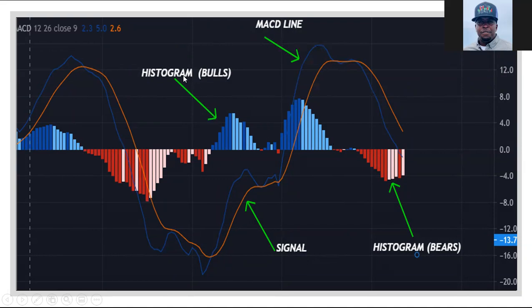All right, now we have the histogram, which is going to be bulls. Blue for bulls, red for bears. Histogram bulls and the histogram bears. Shows the sellers are in control, shows the buyers are in control.